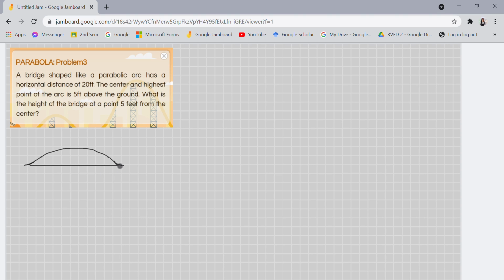So, kunwari, ganyan yung itsura. So, ito ay bayan, tapos ito ay going SM. Yan, ganyan siya. So, sabi daw dito sa ating problem, the width of this bridge is 20 feet. Okay, so horizontal width niya or horizontal distance niya is 20 feet.